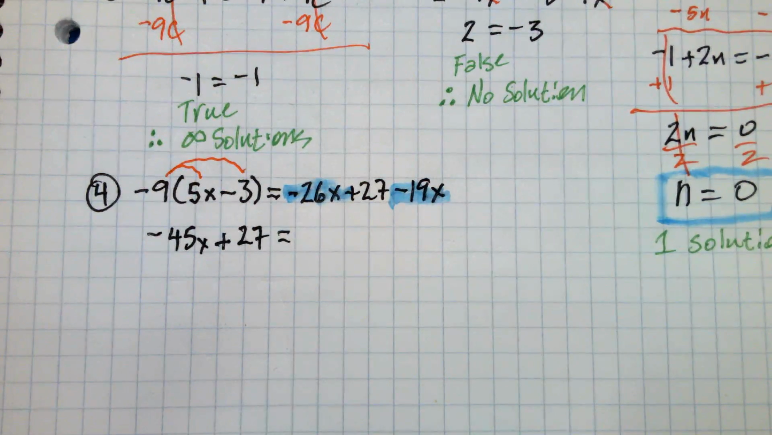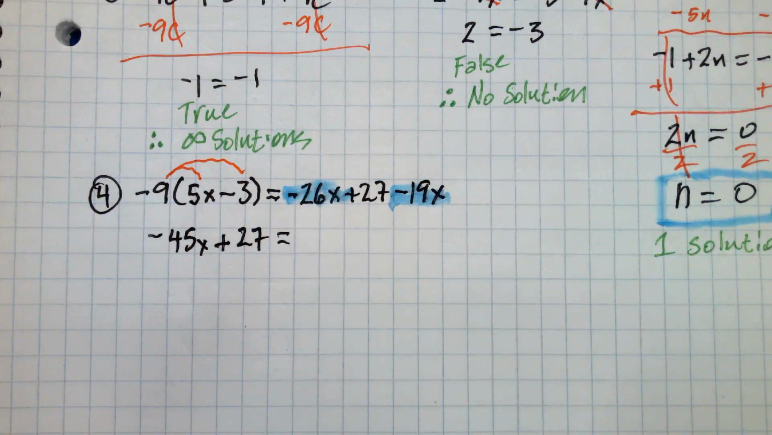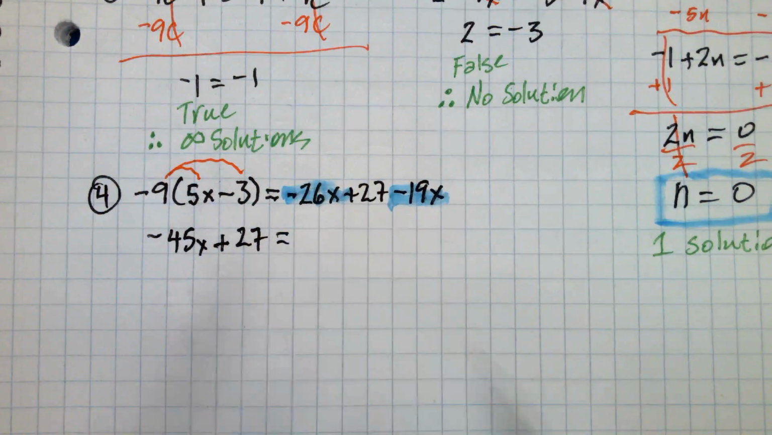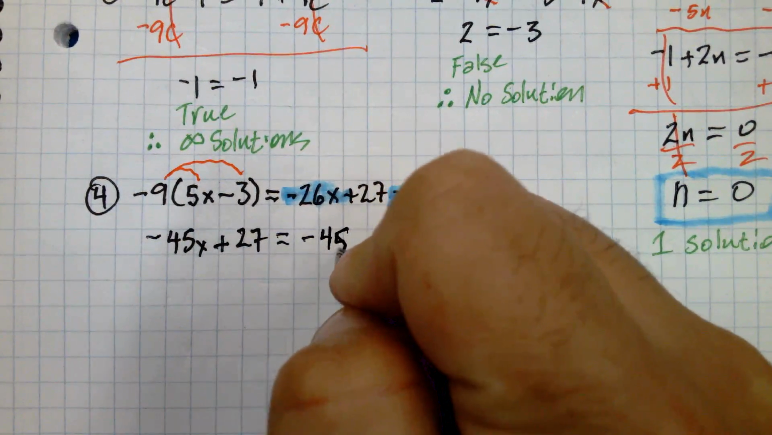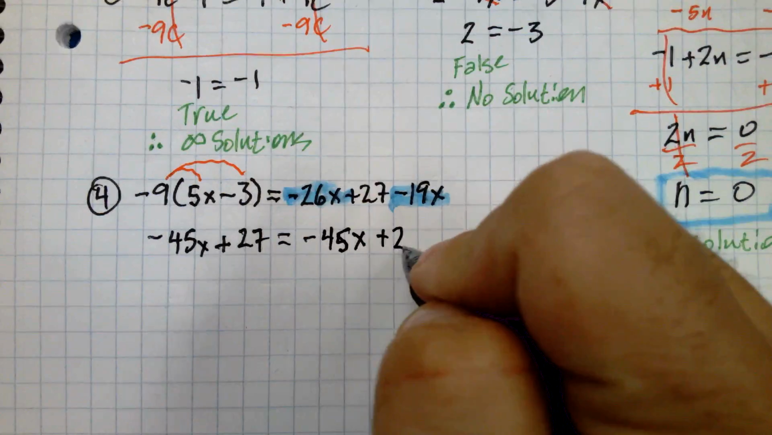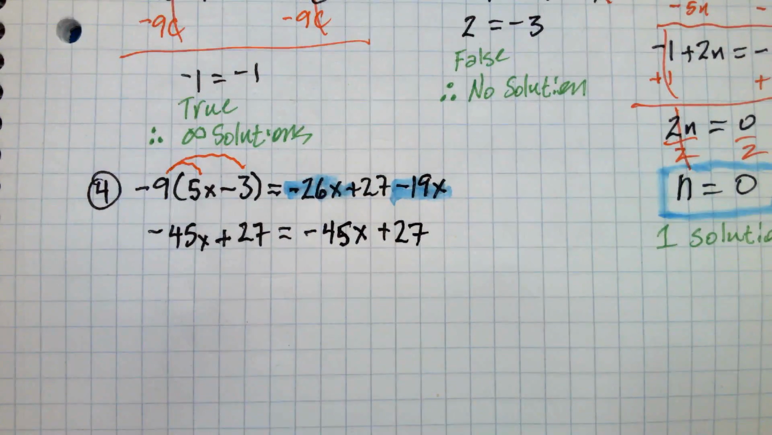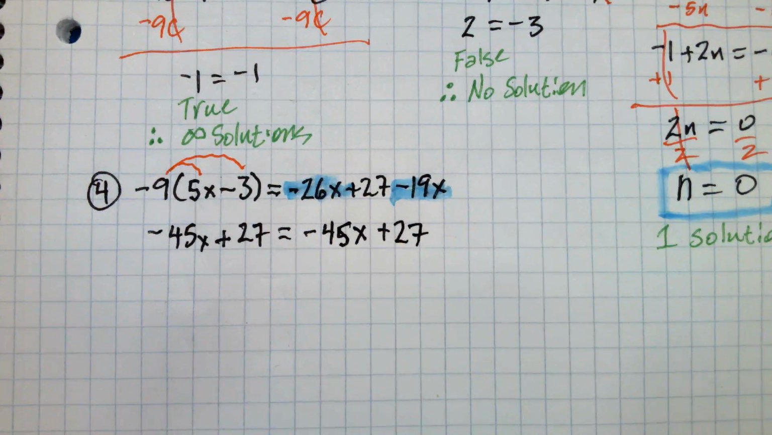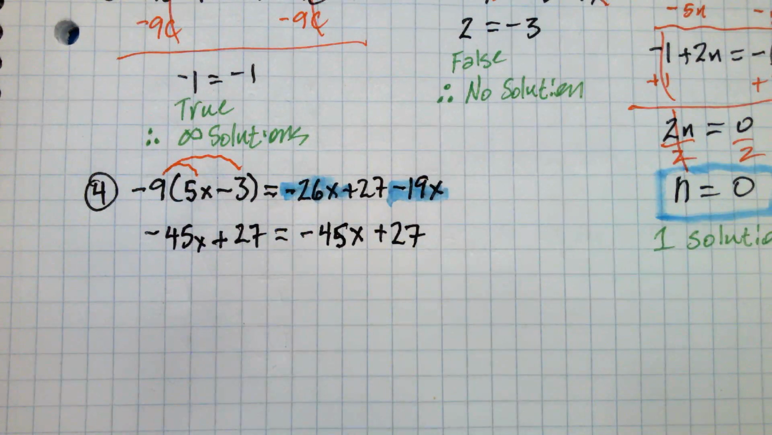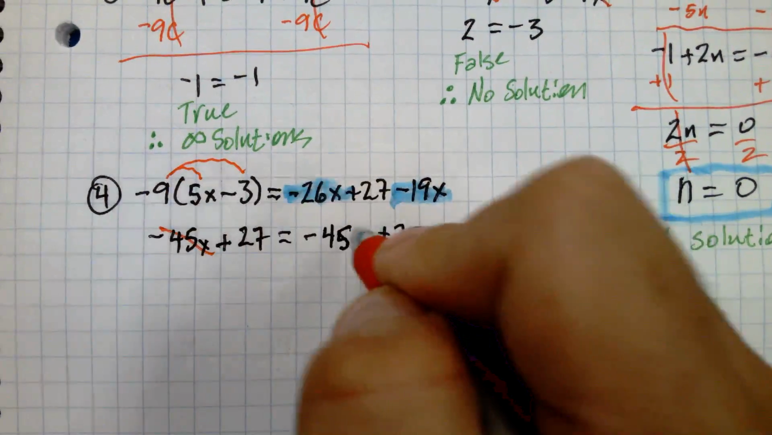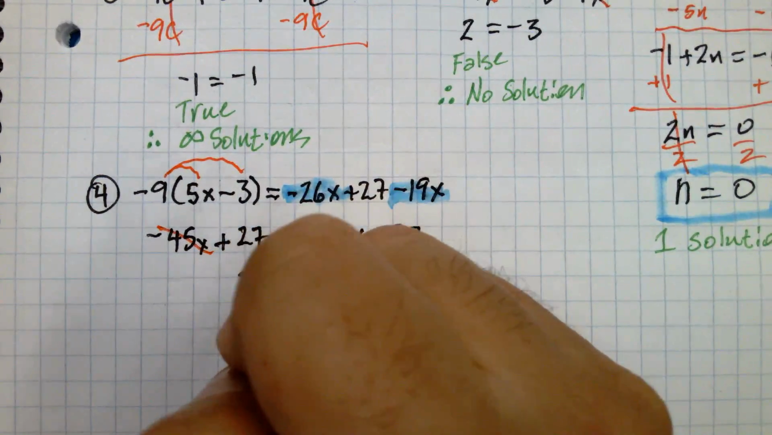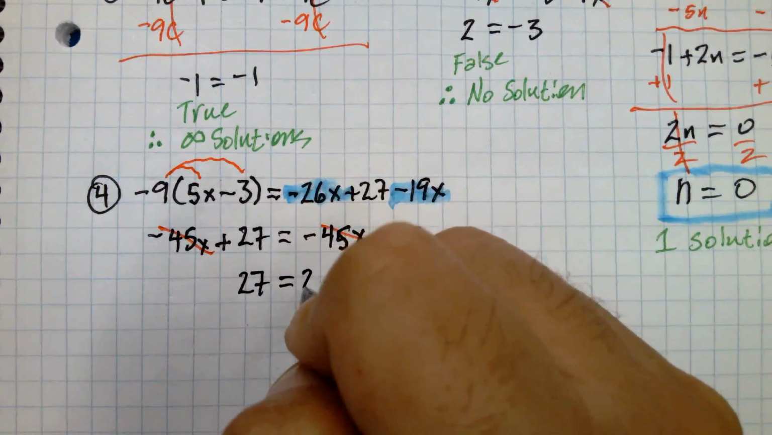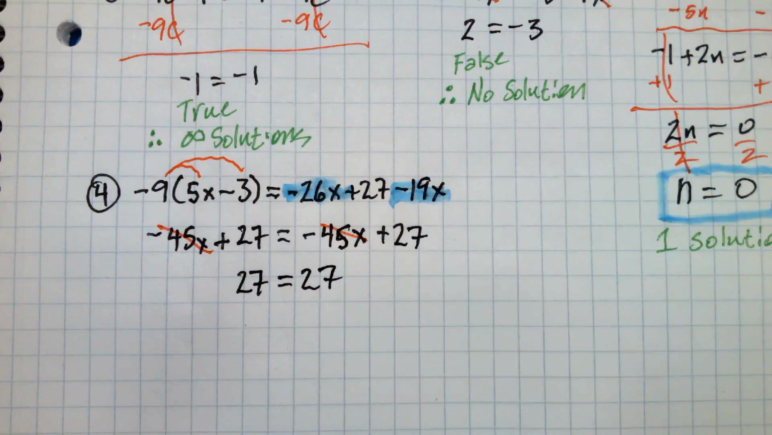Okay. So if I combine negative 26 and negative 19, that's negative 45x. Plus 27 is infinite. Yeah, that's what I get. At this point, you notice identical things on both sides. The variables will cancel out because we would add 45x on both sides. So therefore, we say there's infinite solutions.